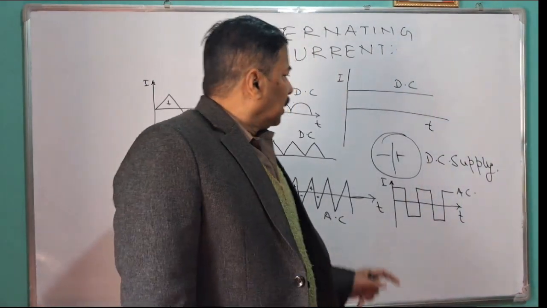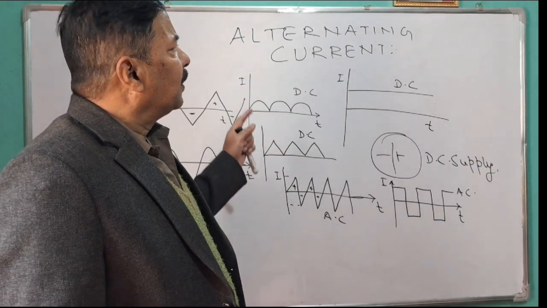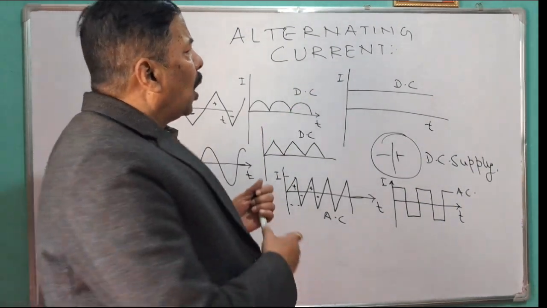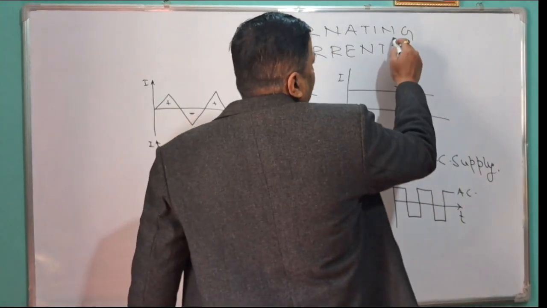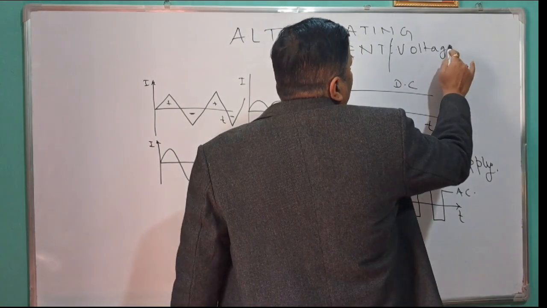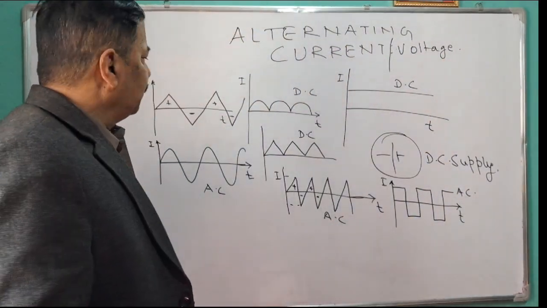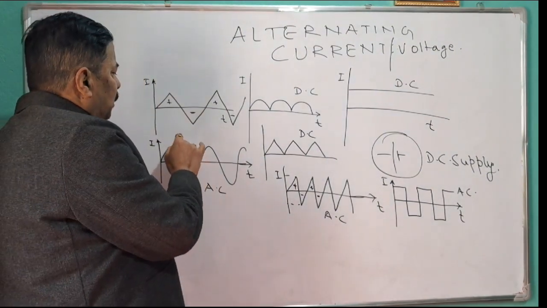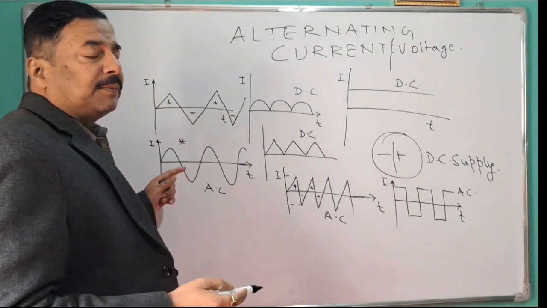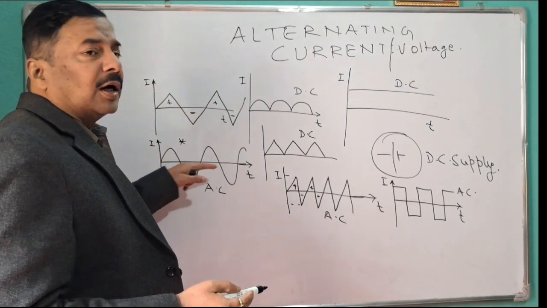So these are the main things, and we will concentrate our discussion on alternating current only, current or voltage. We can take current or voltage, and you should keep in mind we will restrict ourselves to the sine wave. Sine wave AC means that wave which has a sinusoidal curve.